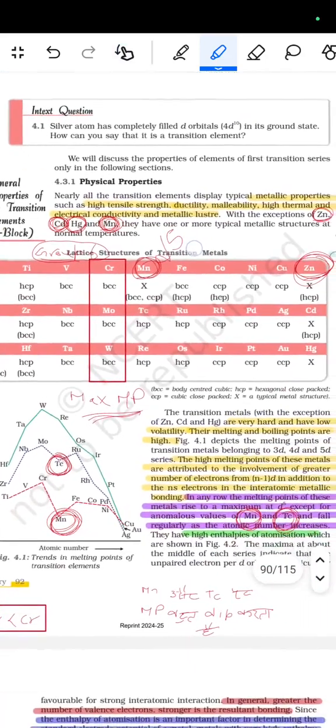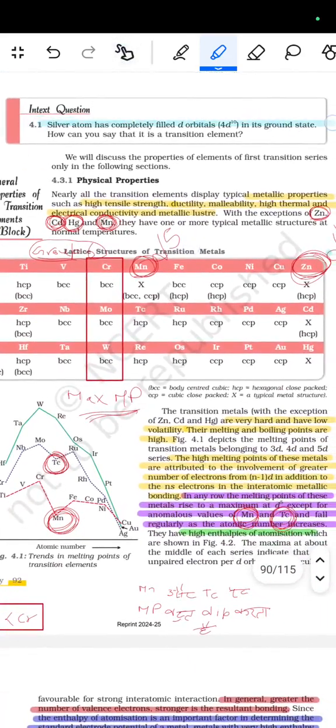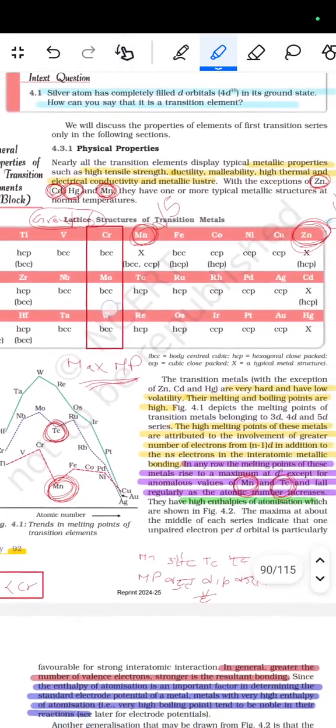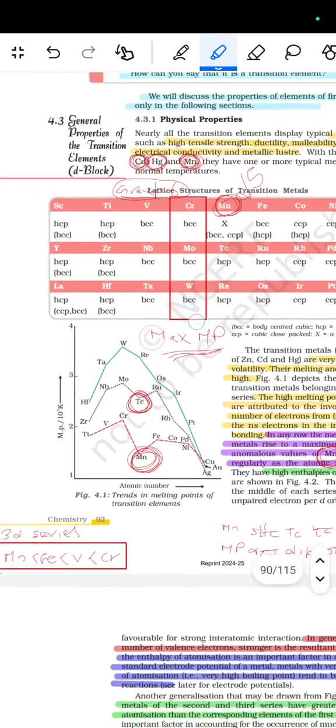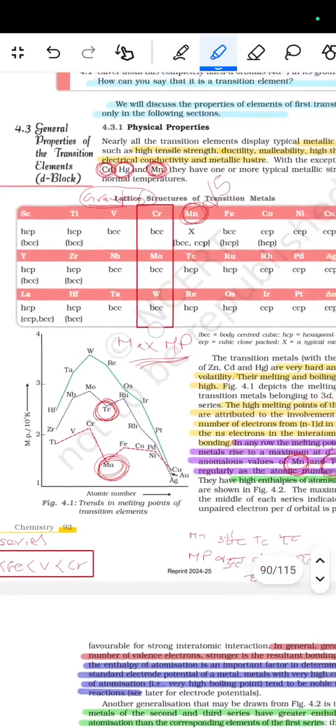उसके बाद फिर आता है इंटेक्स क्वेश्चन कि सिल्वर एटम हैज कम्प्लीटली फिल्ड डी ऑर्बिटल 4d10 इन द ग्राउंड स्टेट. हाउ कैन यू से दैट इट इज ए ट्रांजिशन एलिमेंट. अब नेक्स्ट है वी विल डिस्कस द प्रॉपर्टीज ऑफ द एलिमेंट्स ऑफ द फर्स्ट ट्रांजिशन सीरीज ओनली इन द फॉलोइंग सेक्शन. तो जनरल प्रॉपर्टीज ऑफ द ट्रांजिशन एलिमेंट्स, d-block.